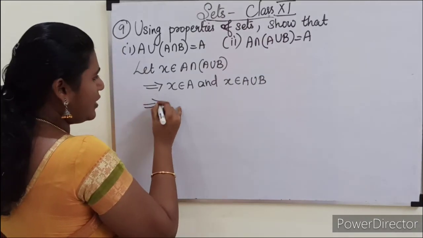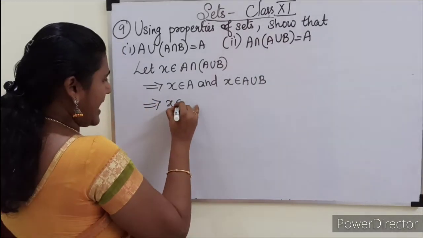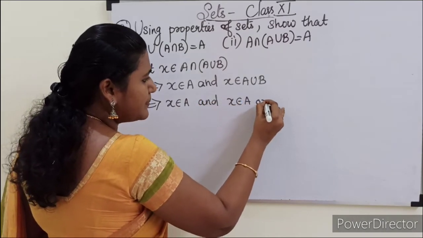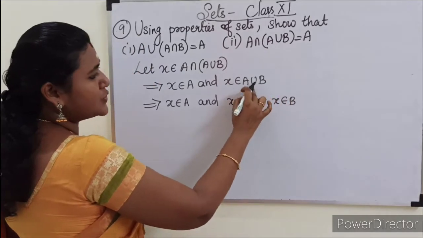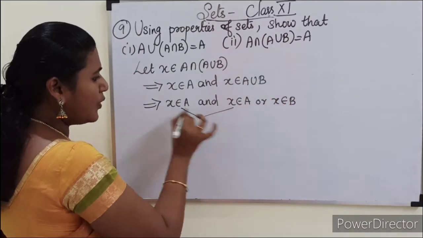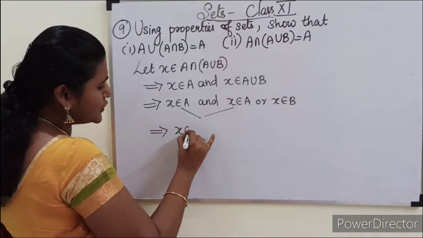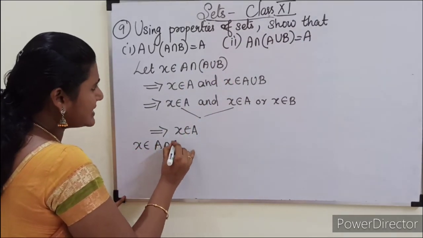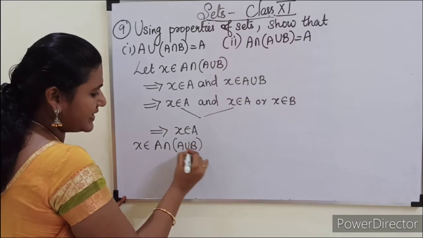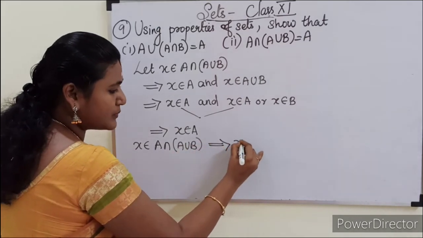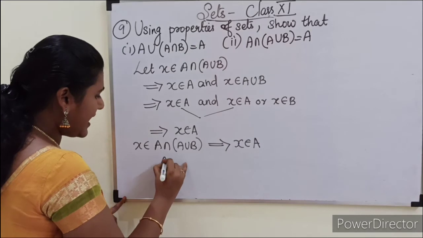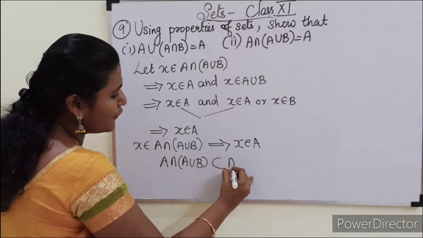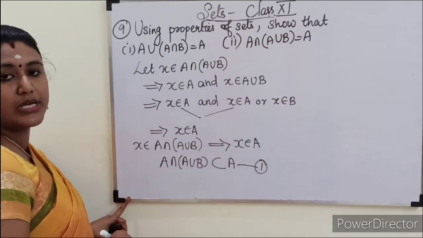So here we already got X belongs to A, and the second case is X belongs to A union B. Union means X belongs to A or X belongs to B. In both cases we already got X belongs to A. We started from X belongs to A intersection (A union B) and we got X belongs to A. So we can write A intersection (A union B) is a subset of A. This is the first equation.